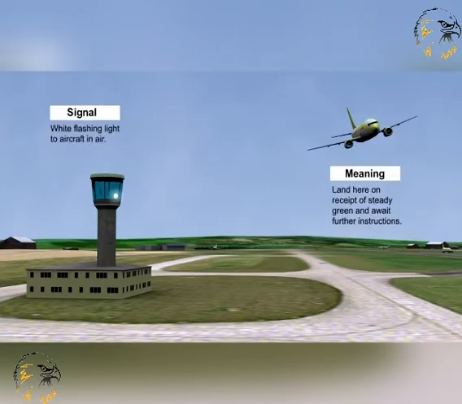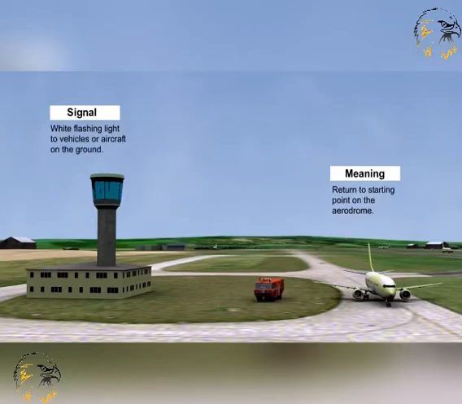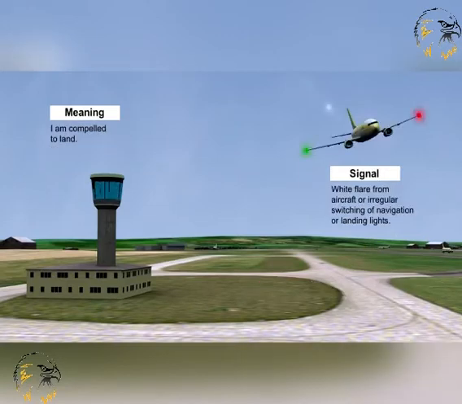A flashing white light from air traffic control to an aircraft in flight means that the pilot is to land here on receipt of a steady green light and then await further instructions. A flashing white light from air traffic control to an aircraft or vehicle on the ground means that the aircraft or vehicle is to return to the starting point on the aerodrome. Finally, a white flare or a regular use of navigation and or landing lights from an aircraft means that the pilot is compelled to land.